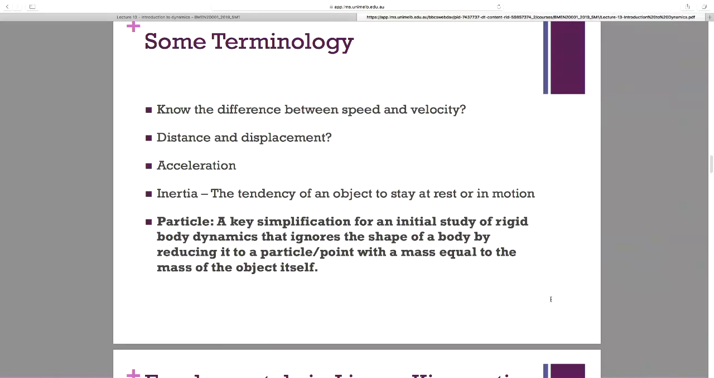We know about acceleration. It is given in meters per second squared. The most obvious example is gravity. That gives you a constant acceleration of negative 9.81 meters per second squared. Inertia is just the tendency of an object to stay at rest or to stay in motion. Okay? And so you'll hear me use that term quite often in the remainder of these lectures.